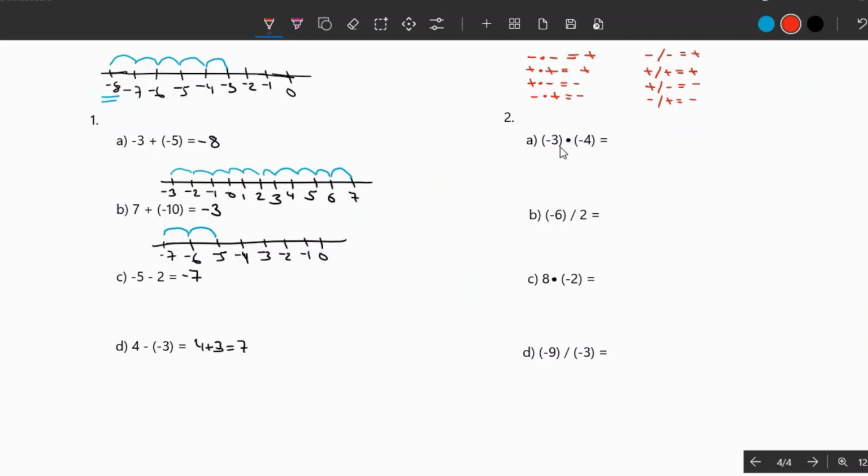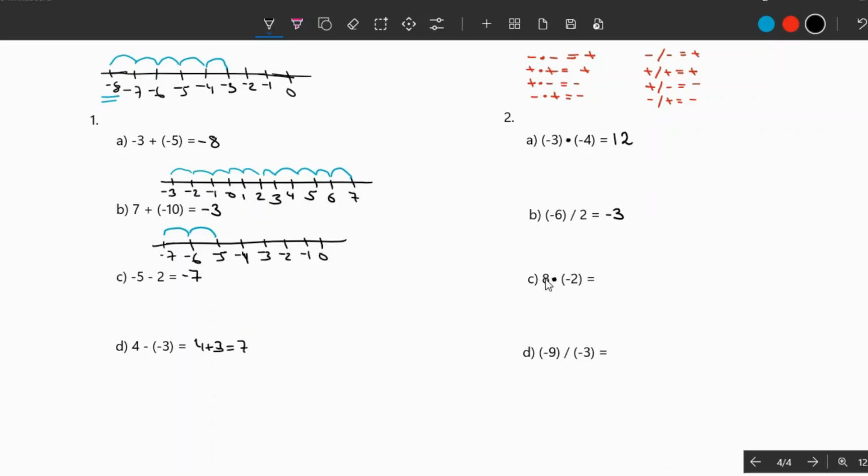We have negative 3 and we want to multiply it by negative 4. We know that negative and negative should give us a positive answer. So 3 multiplied by 4 equals 12. So we get positive 12. If we have a negative number and we divide it by a positive number, that will give us a negative answer. So minus, and 6 divided by 2 equals 3. So negative 3 should be the answer.